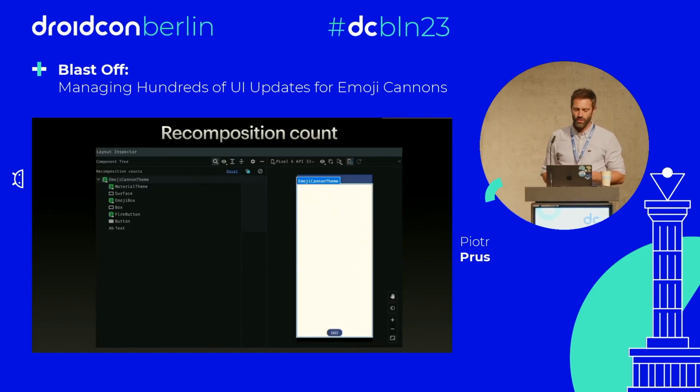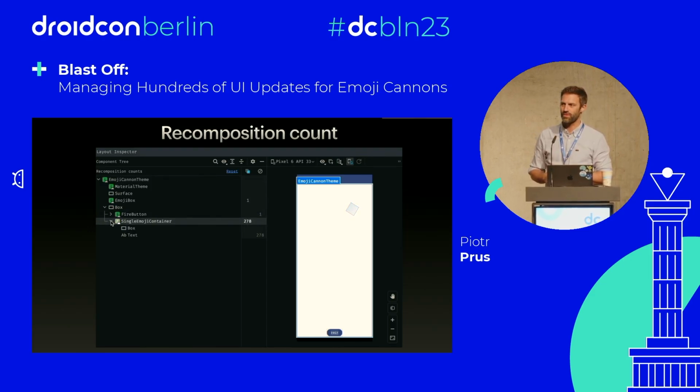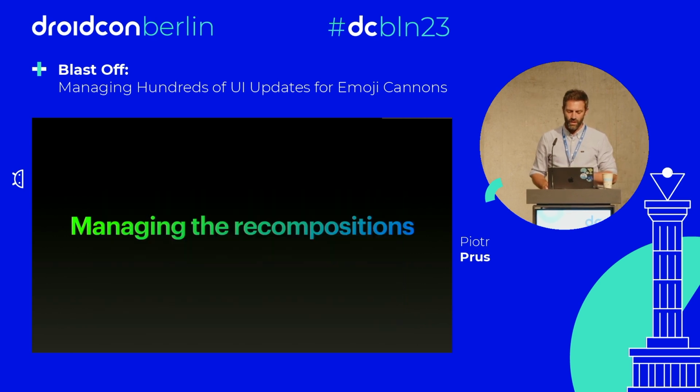So let's go to Layout Inspector and see our recomposition count, how it looks now. So when I fire one emoji, you can see here that our recomposition count goes really crazy. We have more than 250 recompositions. How is it possible? It just floats on the screen for 2 seconds. Well, we need to manage these recompositions.